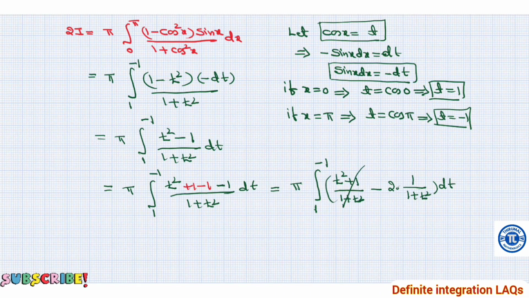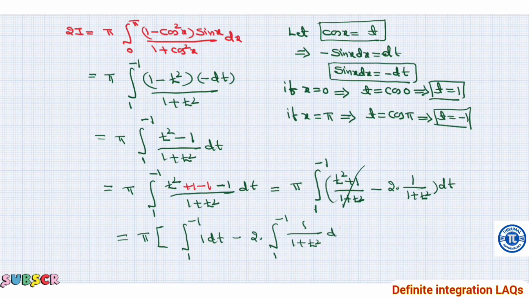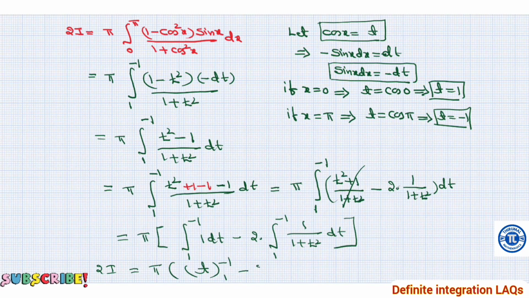Here the first terms cancel, so 2I equals pi times the integral from 1 to minus 1 of dt, minus 2 times the integral from 1 to minus 1 of 1 by 1 plus t² dt. The integral of 1 dt is t, with limits 1 to minus 1, minus 2 times the integral of 1 by 1 plus t², which is tan inverse of t, limits 1 to minus 1.